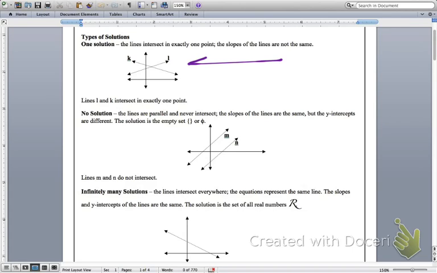If you have one solution, that means your lines are intersecting at exactly one point. If your lines are parallel, they're never going to intersect, so there's no solution. If your line is the exact same line as the second line, that means they're intersecting everywhere. The equations are the exact same. The slope is the same and the y-intercept is the same. So that means the solution is all real numbers.